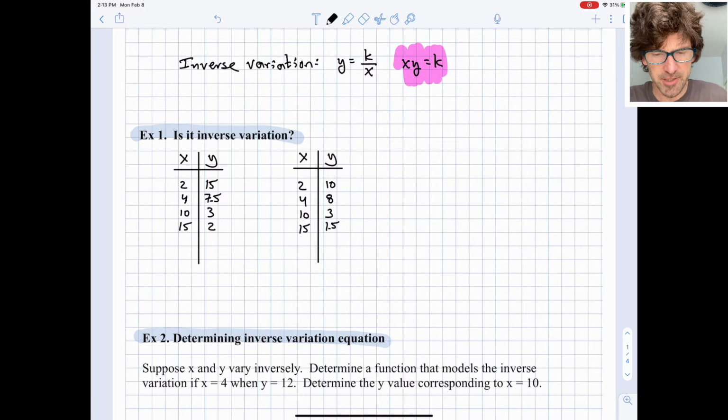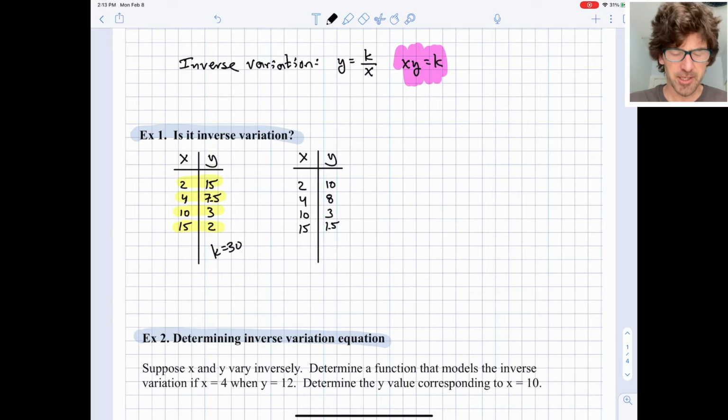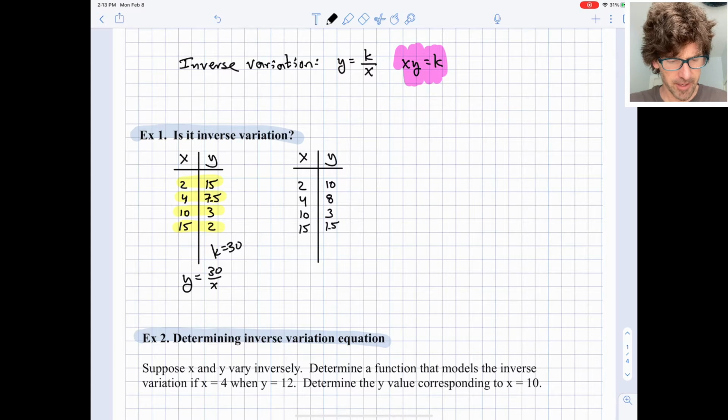Looking at this first example, 2 times 15 is 30, 4 times 7.5 is also 30, 10 times 3 and 15 times 2 is also 30. So what we can determine is that k equals 30. And we can say that, yes, there is inverse variation happening here. Y is inversely related to x, and we can even come up with an equation, y equals 30 divided by x.